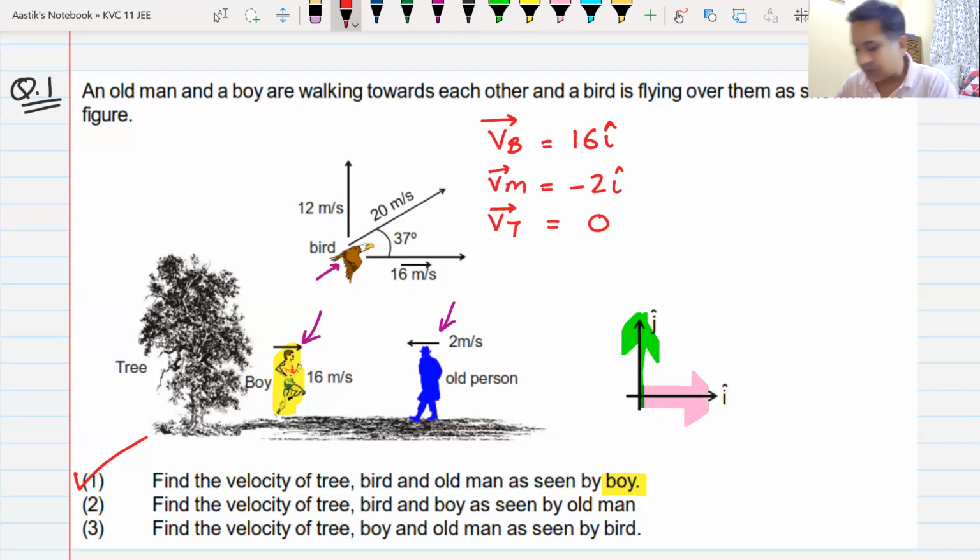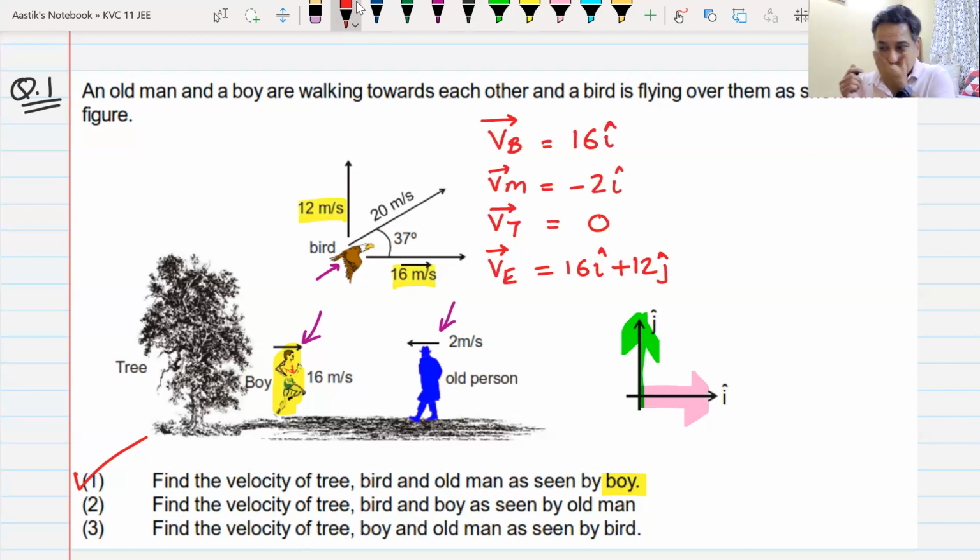Velocity of tree is 0 because the tree with respect to ground is not moving. Velocity of bird, if I write B, it will confuse, so let me write it as E. Let me call that bird as eagle. So velocity of the eagle is 20 meters per second at an angle of 37. They have already resolved it for us. This is 16 and this is 12. So I can straight away write it as 16I plus 12J. Everyone understands this?